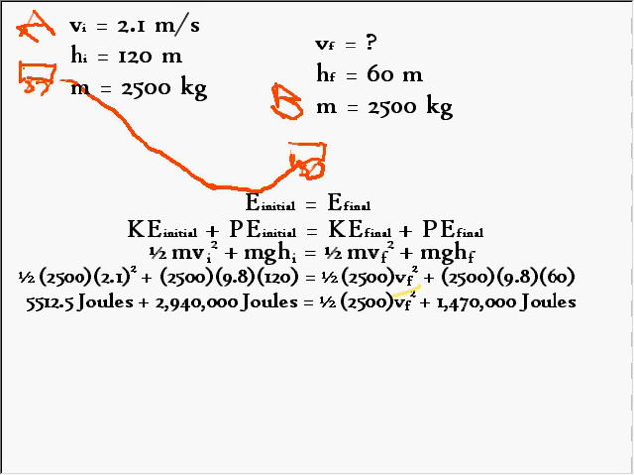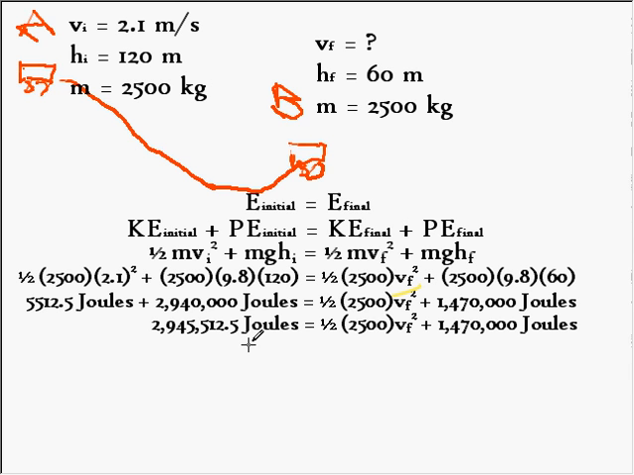Let's go ahead and solve for the left side by adding up the potential and kinetic energy, yielding 2,945,512.5 joules. That's the total energy that's in the system at point A, and that's what we'll end up with at point B. At point B, though, we know that we have 1,470,000 joules of final potential energy. So we can subtract this from both sides in order to figure out how much kinetic energy is left over at point B. Subtracting 1,470,000 from both sides yields 1,475,512.5 joules. That's equal to 1/2 times 2,500 times final velocity squared.